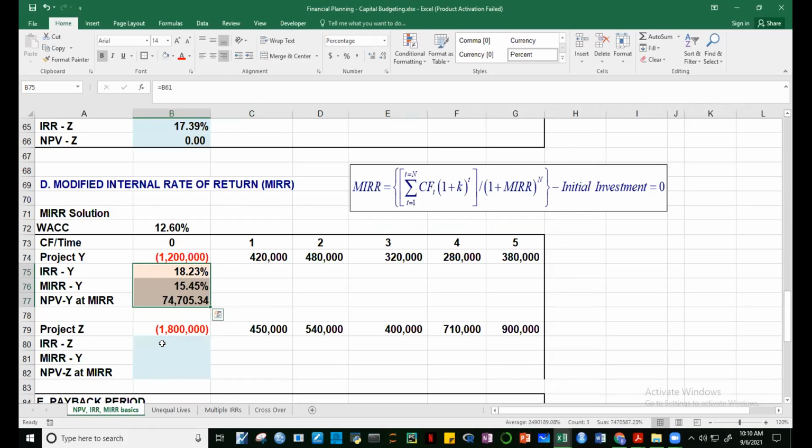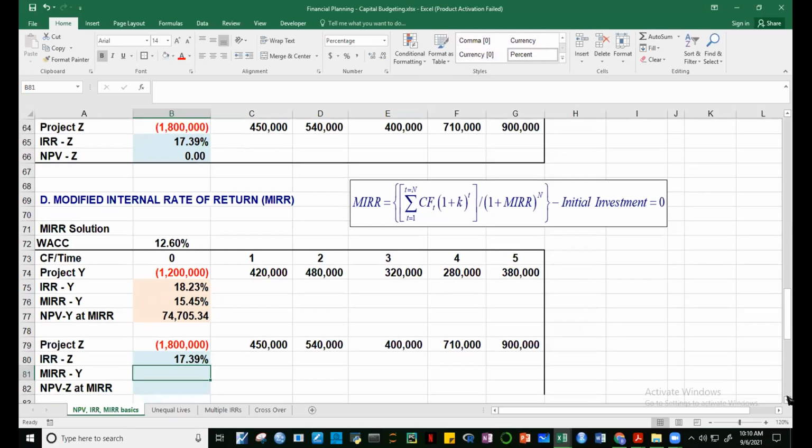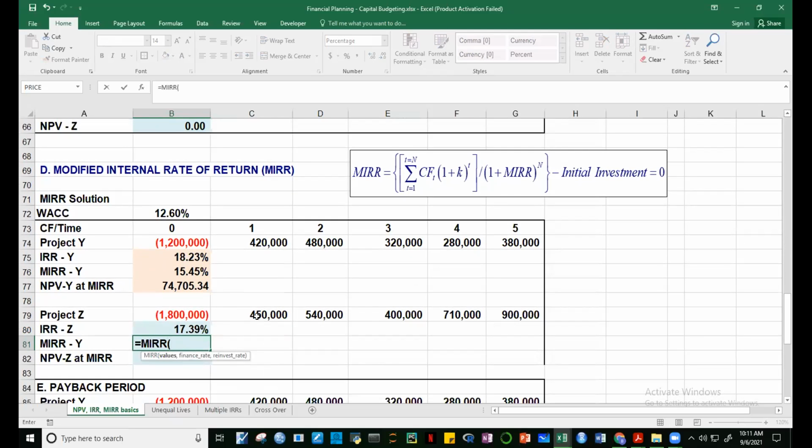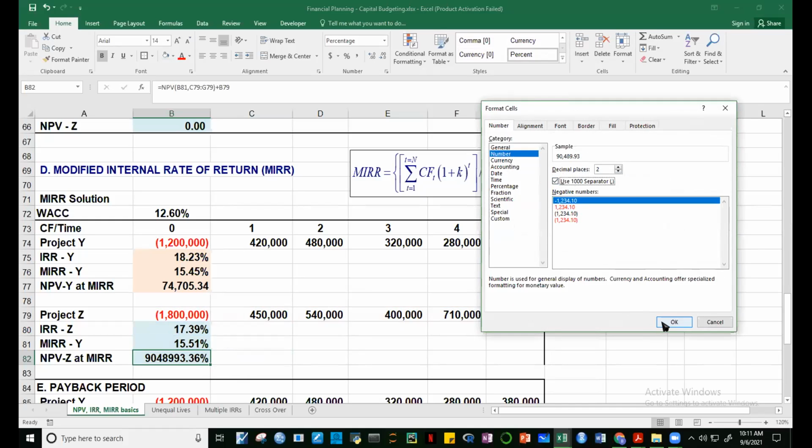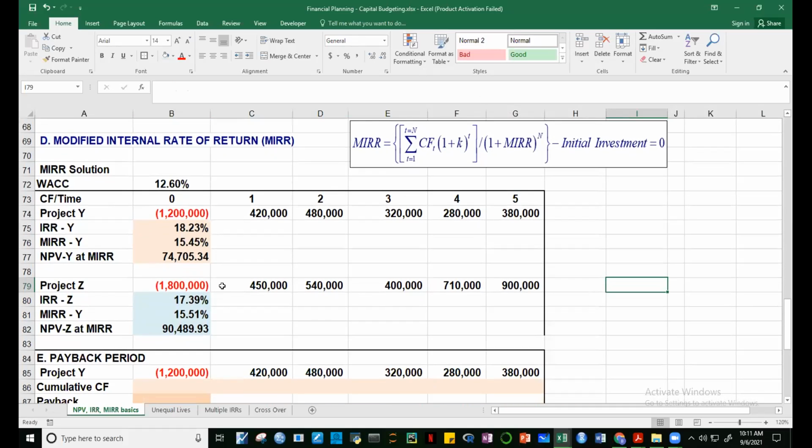Okay, then let's compare this with the IRR ni Z. Let's just copy the IRR of Z. 17.39. Okay. MIRR niya will be equal to MIRR values lahat, no? Finance rate is your WACC. The investment rate is also at your WACC. So parang sa taas lang. Okay, 15.51 and then NPV dito, our rate is the MIRR, comma, the values, future value start, and then plus the present value, initial investment. Control 1, number natin, 2 decimal places. Okay. All right. Sige, I'll give you a few seconds, guys, to do naman to do C.